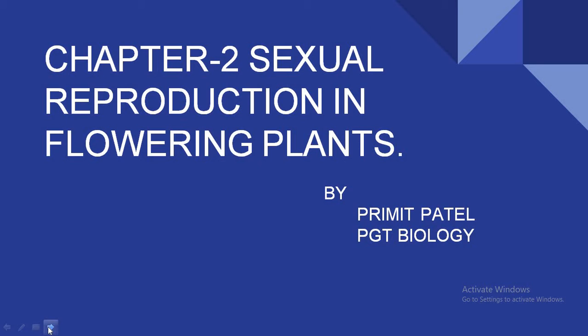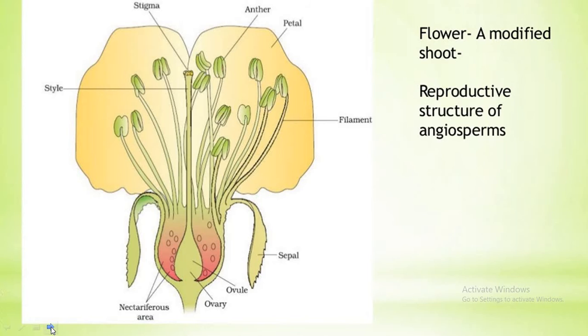In this chapter, we will study sexual reproduction in flowering plants, which includes events like microsporogenesis, megasporogenesis, pollination, fertilization, embryogenesis, and seed formation. So let us start with the topic, that is flower, pre-fertilization events and pollination. Now, all the events which occur before the fertilization are called pre-fertilization events.